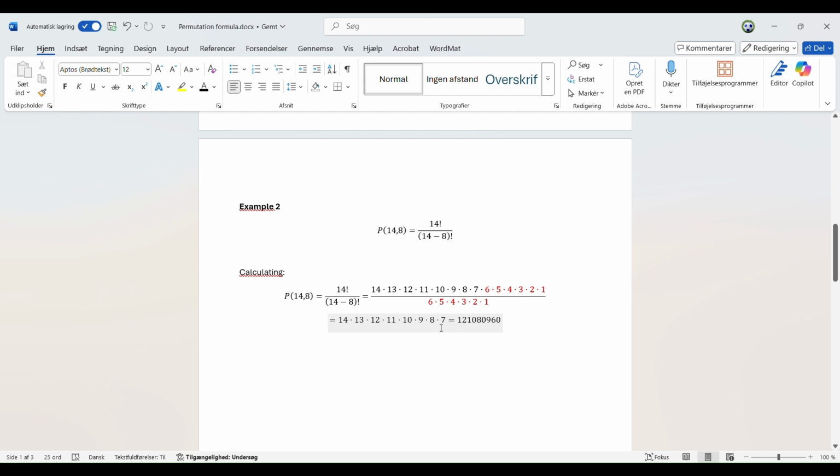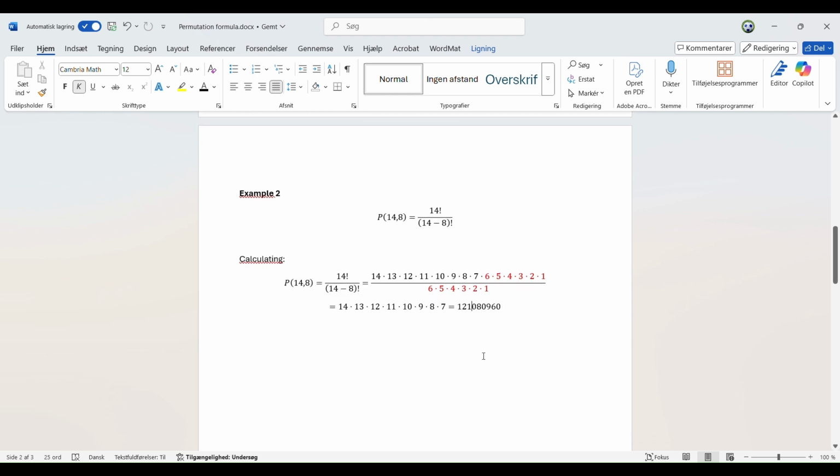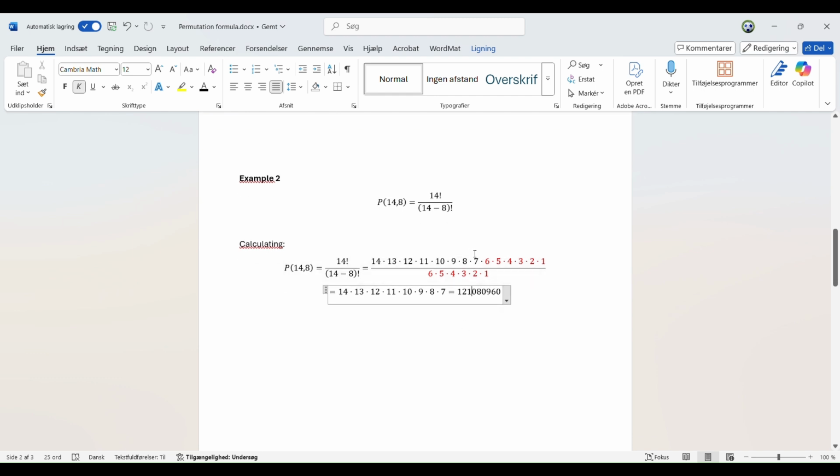And I needed a calculator on my computer to calculate this. So we've got 121 million and some ways of choosing 8 out of 14 elements and putting them in a specific order. So that is what we use the permutation for, if the order in which these elements come is important to us. So that was a way of calculating it if you would have to do it by hand, and then of course maybe later with a calculator or computer.